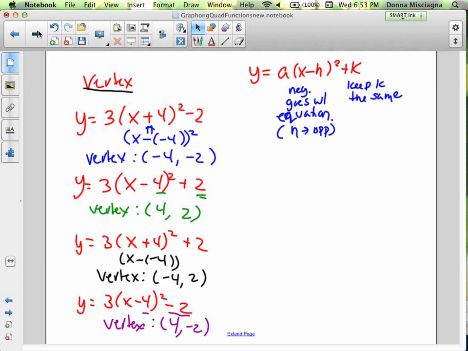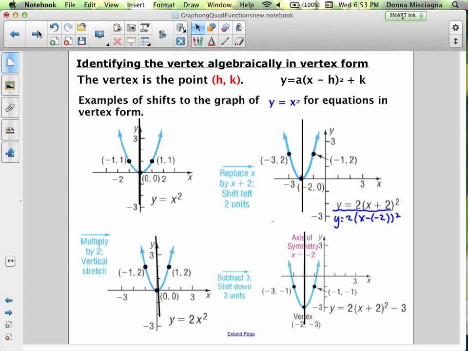Let's look at our last one. Oh, sorry, I forgot. We're going to look at the different graphs and the vertexes. Then we're going to look at our last one. So we're going to identify the vertex algebraically in vertex form. The vertex is the point (h, k), right?